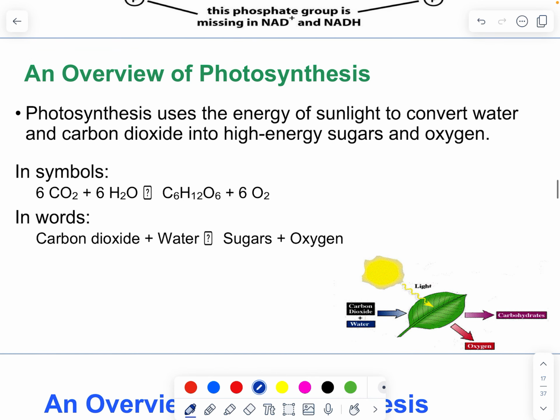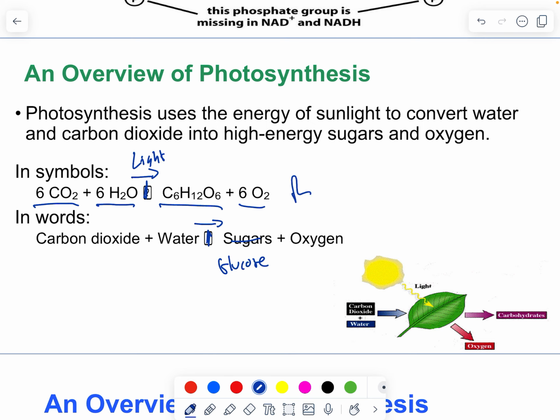And so here is the equation. Sorry for this, this should be an arrow. Here's the equation for photosynthesis, okay? 6 CO2, so 6 molecules of carbon dioxide, plus 6 molecules of water, in the presence of light energy, yields glucose and oxygen. Better to say glucose here, probably.